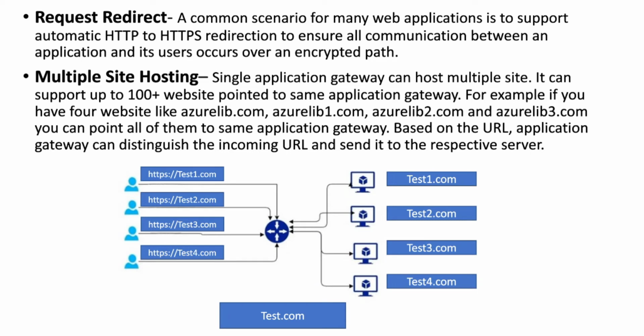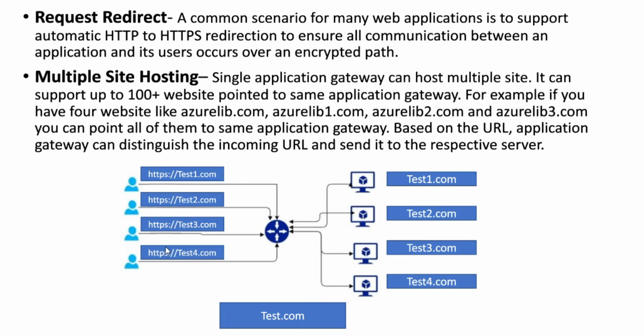Then a very important feature here is multiple site hosting. A single application gateway can host multiple sites. It can support up to 100 plus websites pointing to the same application gateway. For example, if you have 4 websites, as we have discussed here, then based on multiple site hosting, we can forward the request to a particular set of backend pools.